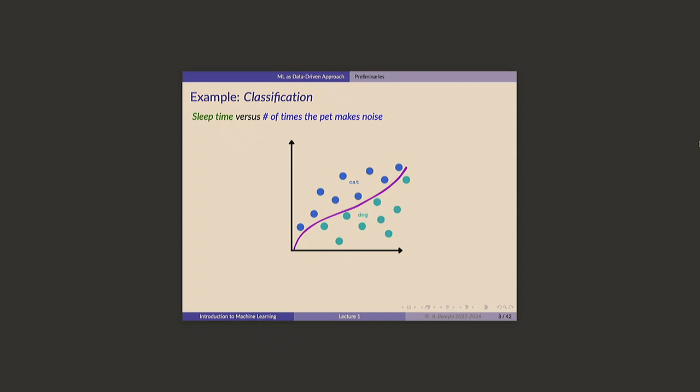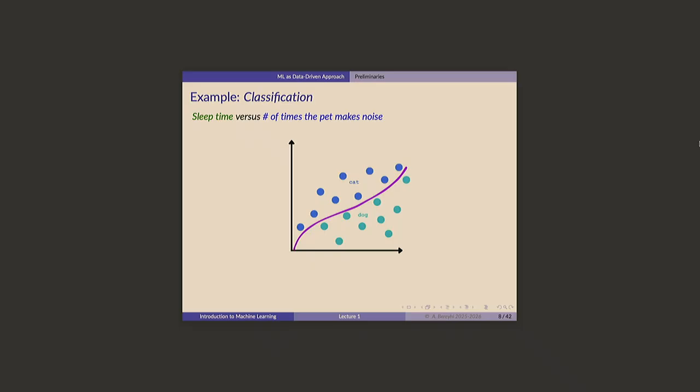Now, the point here is that after collecting this data, I start to see that there is actually one nice curve. If I draw this curve, any cat is happening on one side of the curve, and any dog is happening on the other side of the curve. So what I could conclude is that if I know the sleep time and the number of times that it makes noise, I can say what that pet is. This is the problem of classification.